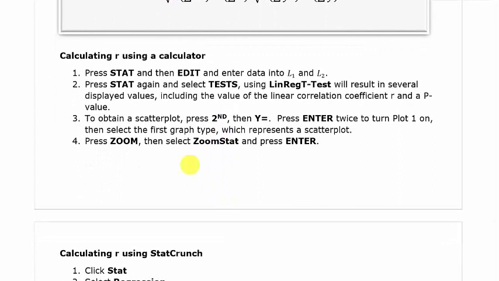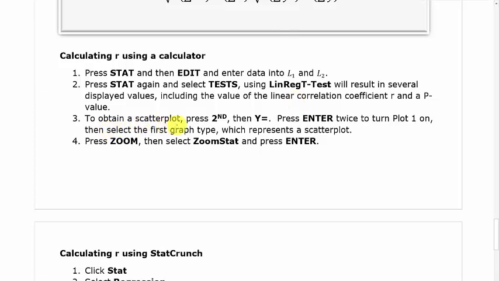So if you're going to be calculating R with your calculator, you would press Stat, Edit, and enter your data into L1 and L2. Press Stat again and select Tests using the LinReg test, and this will give you several displayed values, including the linear correlation coefficient R and a p-value for a test to see whether or not there is linear correlation, and we'll go through that in a future video.